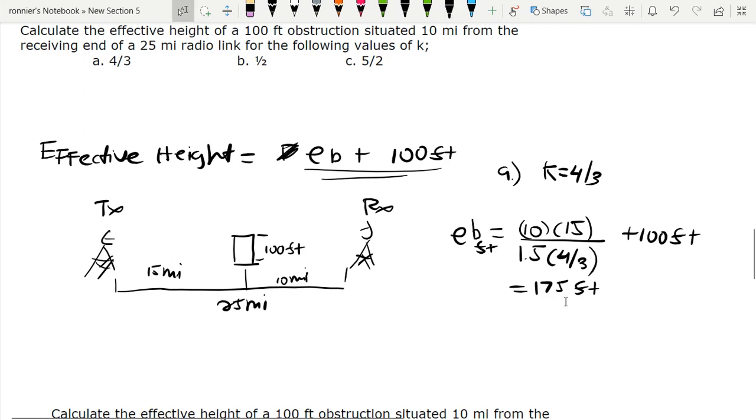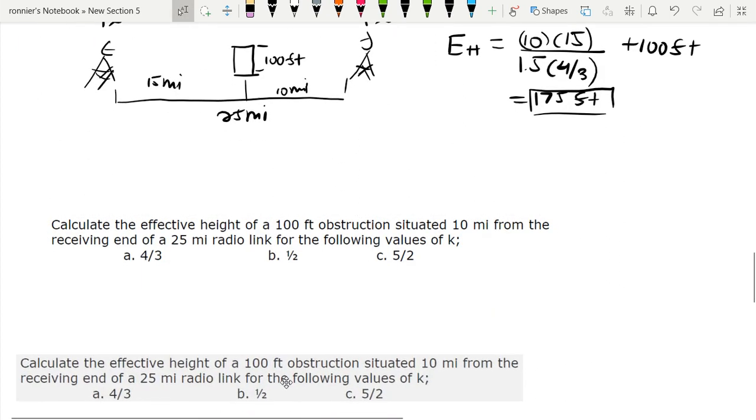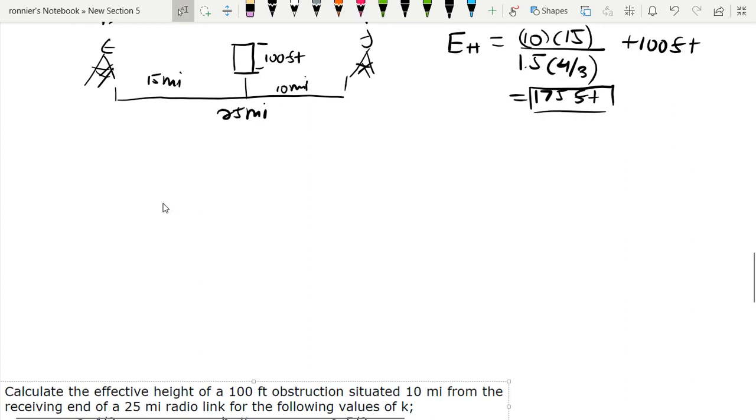This is not earth bulge pala. Ito pala yung effective height. E sub H. So, for letter A, 175 feet. So, baba muna natin itong second problem. Letter B, ganun pa rin naman yung equation. Papalitan lang natin ang value ng K.